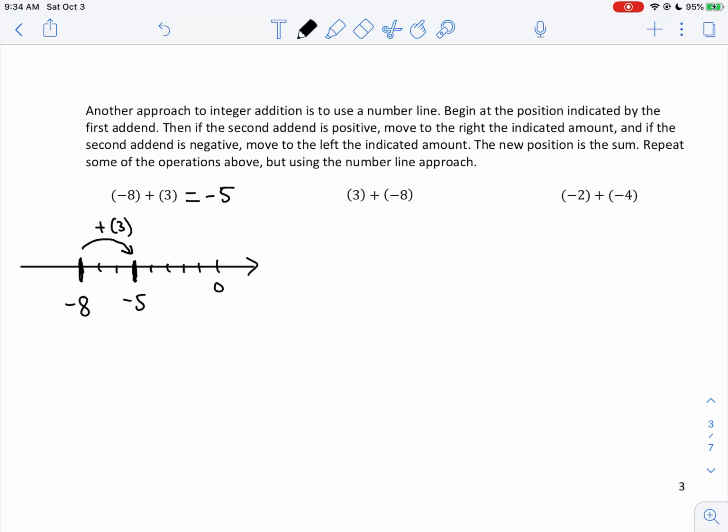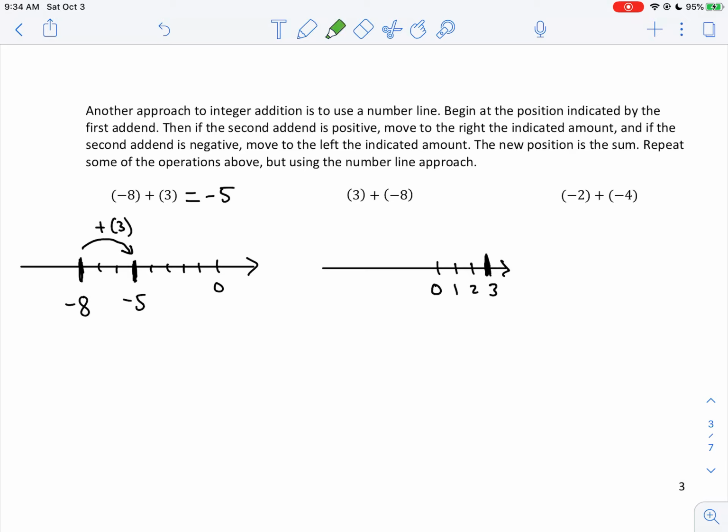All right, so now let's do the commutative property here and see if I do the process but backwards if we get the same result. We saw that we did with the integer chips, so let's see what happens if I do this number line approach. So put 0 on here, and then start at the first addend, which is position 3. So we're starting here.